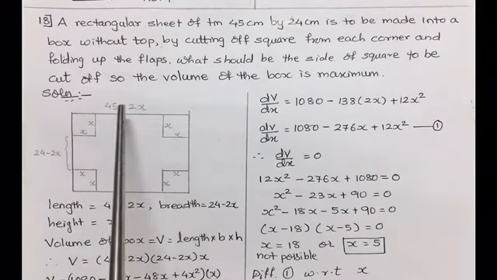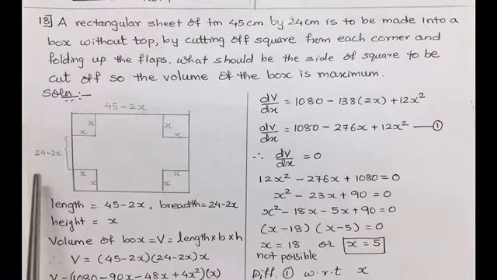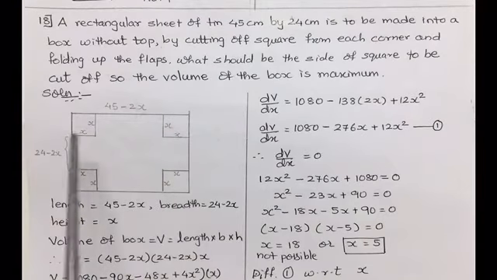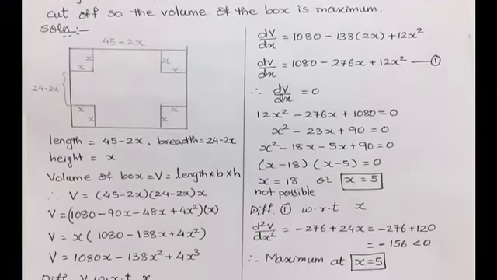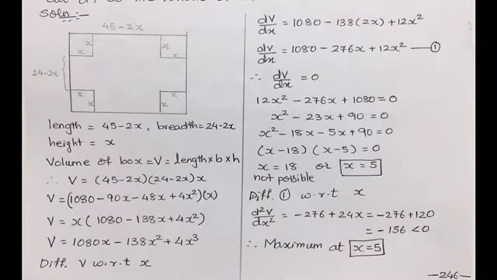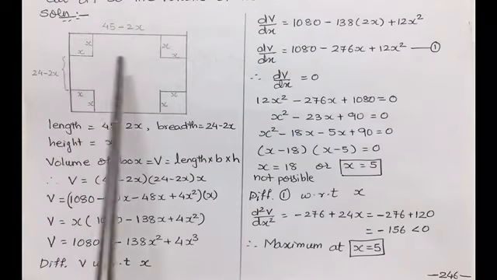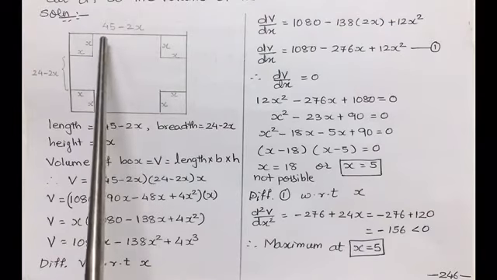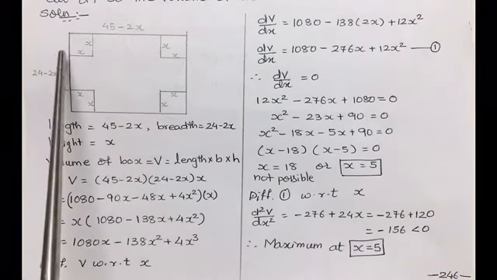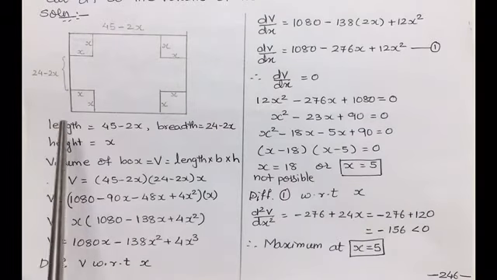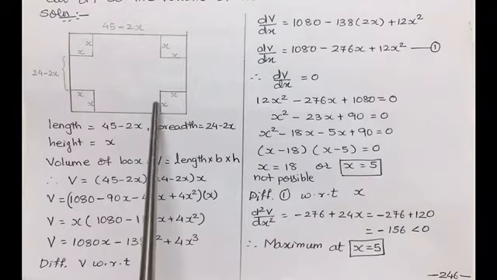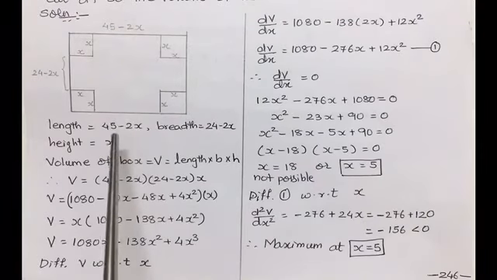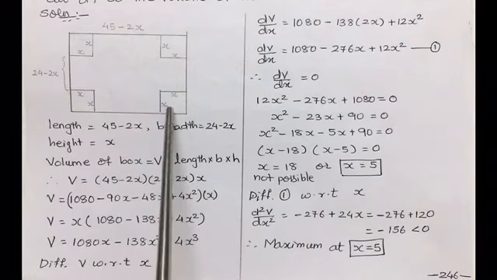One of the sides is 45 and the second side of the rectangle is 24. So length is 45, breadth is 24. Suppose we assume that x centimeter square is being cut from each of these corners. So the length becomes 45 minus 2x and the breadth will become 24 minus 2x. And if we fold to make it an open box, the height will be x.